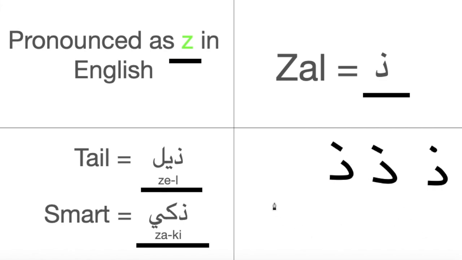So just to remind everyone, this is Dal, pronounced as D in English, and this is Zal, pronounced as Z in English.